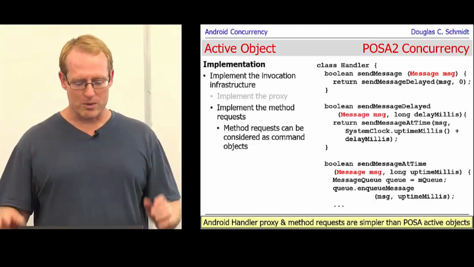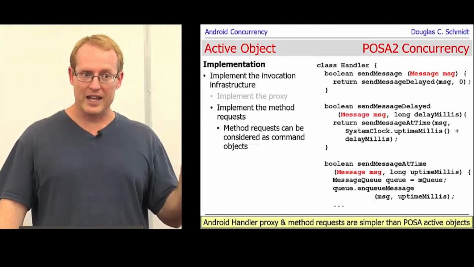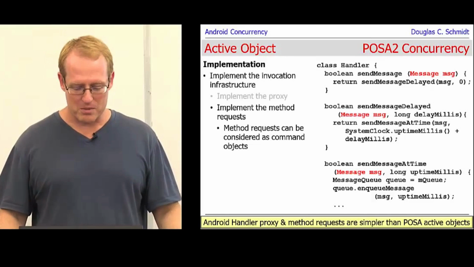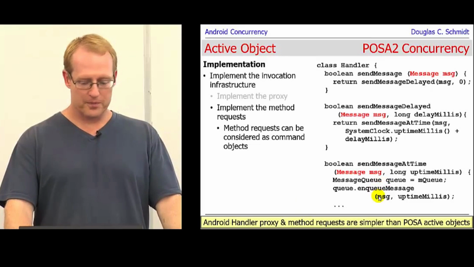It's a very simple, stripped-down version. The proxy and method request implementation for the Android Handler are not as sophisticated as the full-blown pattern, but they're good enough for our purposes to make the point. So the message gets turned into something that gets stuck into a queue.